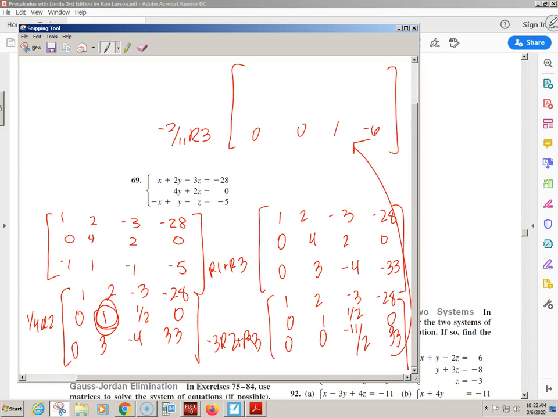I have z equals negative 6, which I can bring back to my 1y plus 1/2 z is 0, which I can bring back to my 1x plus 2y minus 3z is equal to negative 28. What they said was Gauss elimination, then stop and be like, ha, z, plug it in, y, plug it in, x.